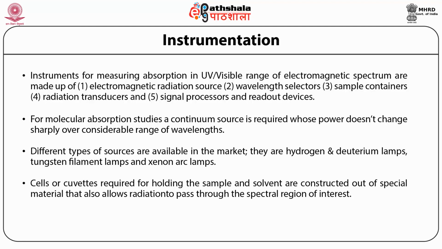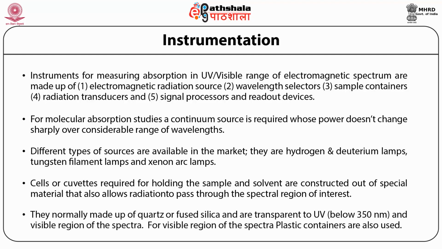Cells or cuvettes required for holding the sample and solvent are constructed out of special material that also allows radiation to pass through the spectral region of interest. They are normally made up of quartz or fused silica and are transparent to UV, that is below 350 nanometer, and the visible region of the spectra. For the visible region of the spectra, plastic containers can also be used.